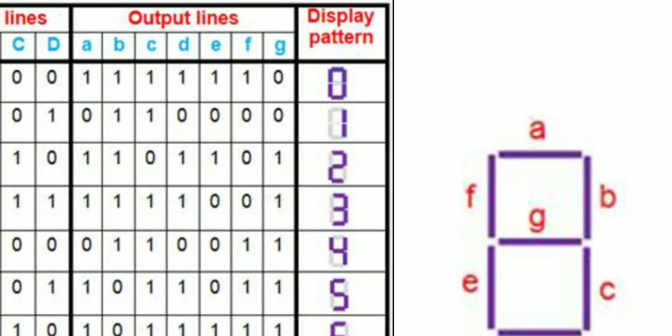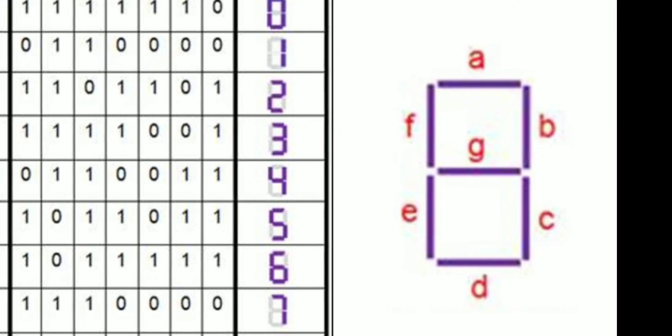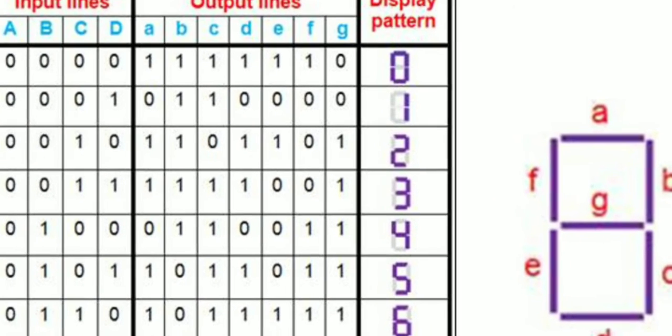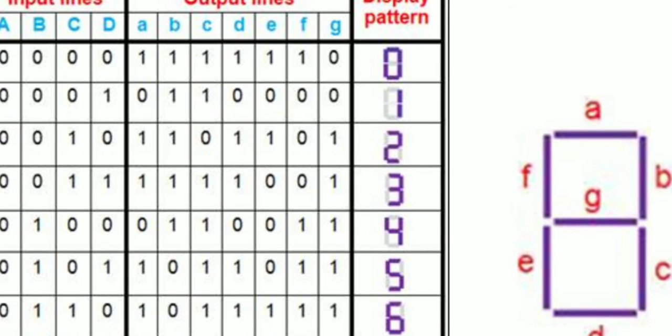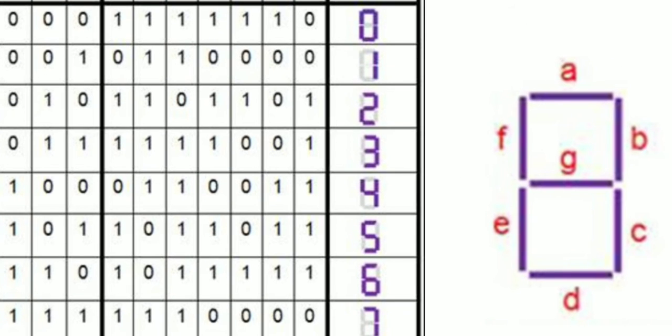Similarly, the next number is 1. To represent 1, what do we have to turn on? We have to turn on only B and C. For this, we will write 1 in B and C and all others are 0. Next, to represent 2, the LEDs on are A, B, G, E and D. We will set 1 for them and all others are 0. Similarly, to represent 3, F and E are 0 and the remaining are 1.